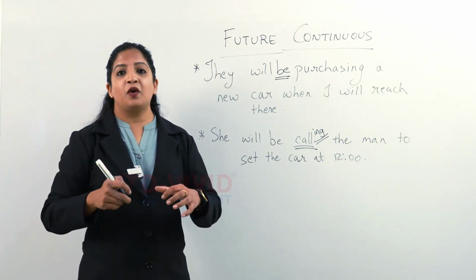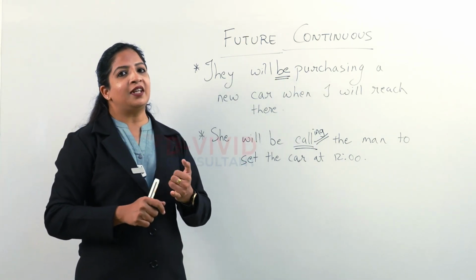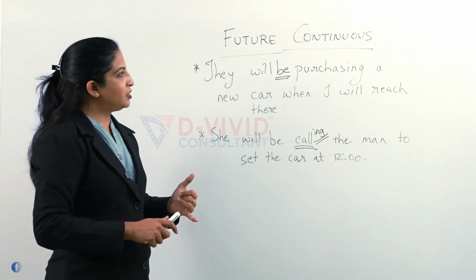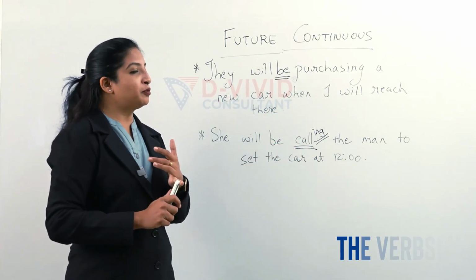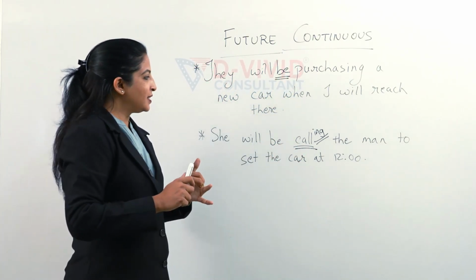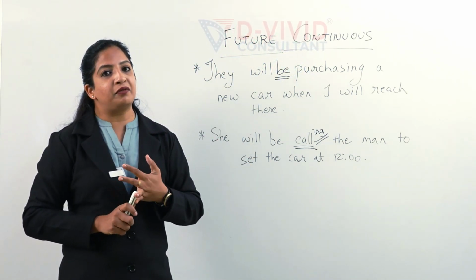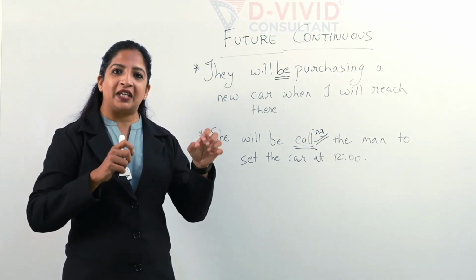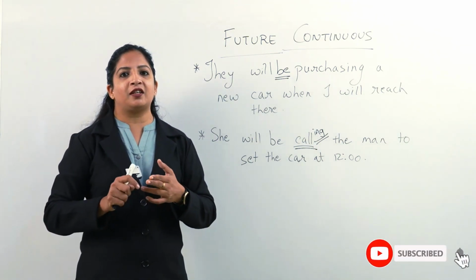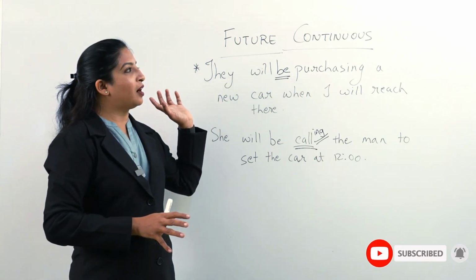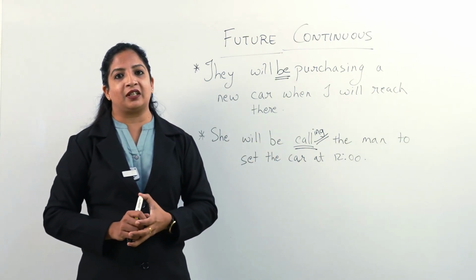So, friends, whenever you are checking your future continuous tense, what are the things you should keep in mind? First, have you correctly used the verbs? Haven't you missed any of the verbs? Second, the situation. Have you included either of the three situations that are important to be included to complete the information? So these are the two basic factors that you need to check while you are checking your sentences related to future continuous.